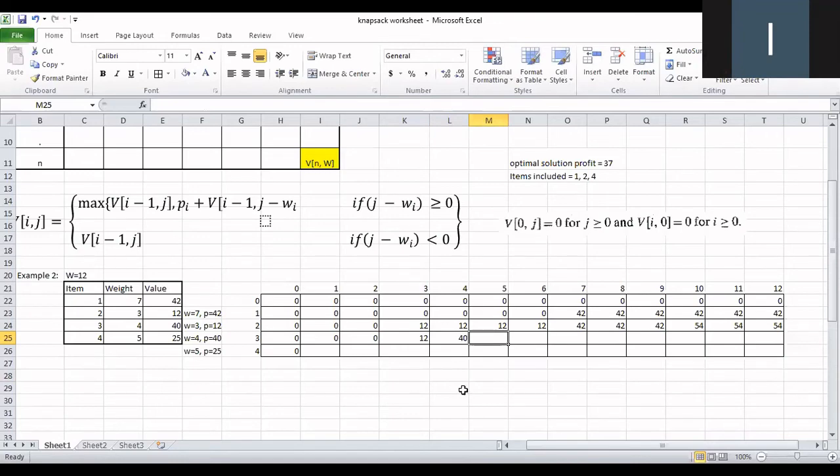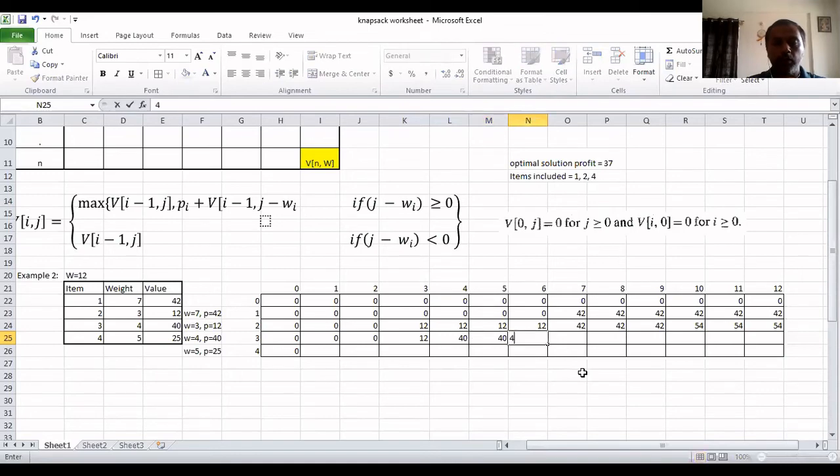How about the next one? 40. Because now the contention is only between the two items, that is item 2 and item 3. Item 1 only comes when the capacity becomes 7. So therefore, among these two, it remains as 40. Here too, it remains as 40.